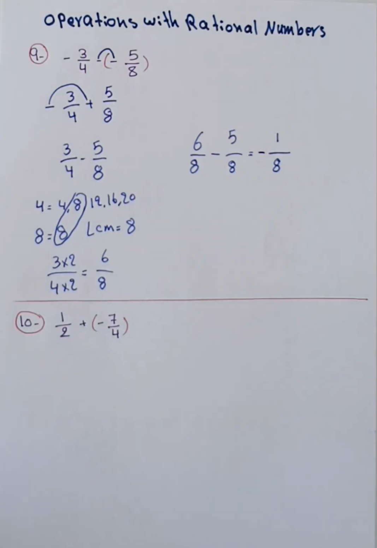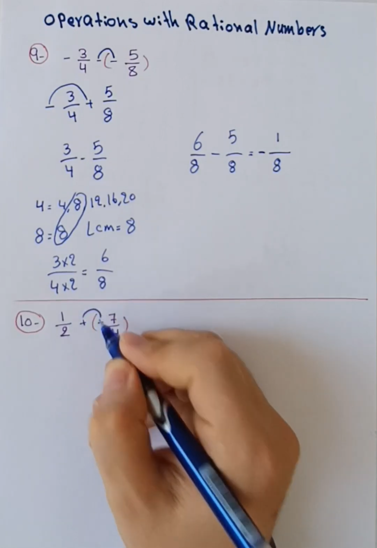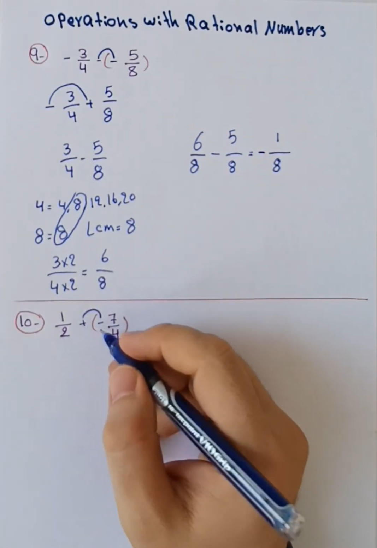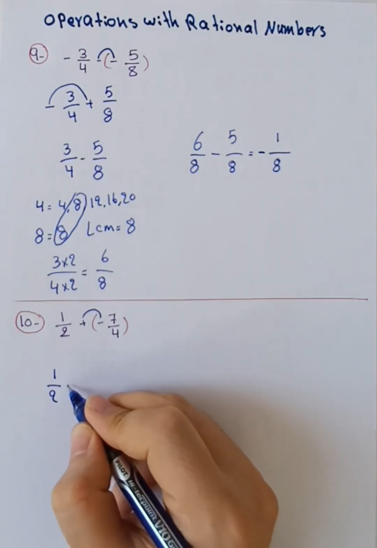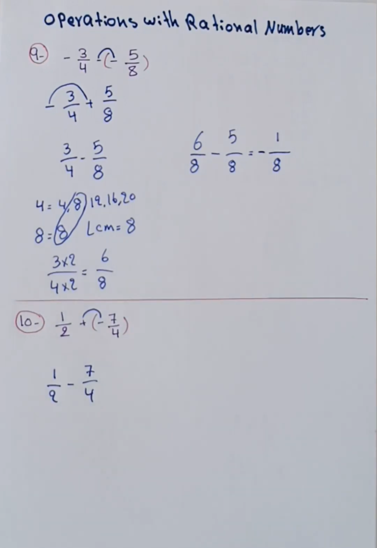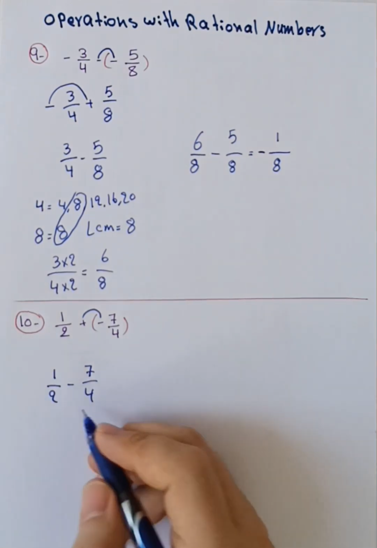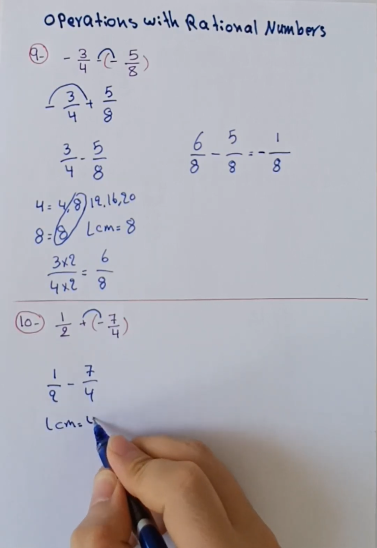Example number 10, we have 1 out of 2 plus negative 7 out of 4. First, we have to multiply these two signs to become one sign. Plus times minus is minus. So we have 1 out of 2 minus 7 out of 4. And then first, we have to find the least common multiple for 2 and 4. The least common multiple for 2 and 4 is 4.